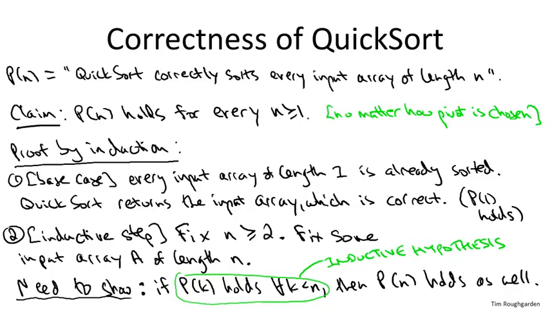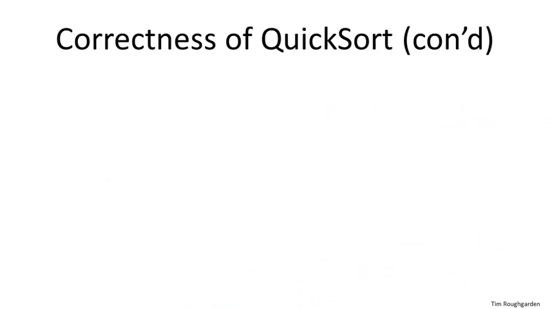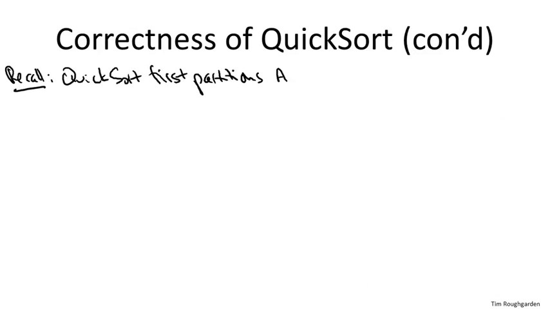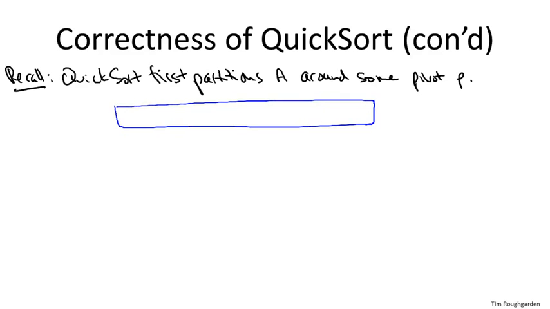So this is the point in the proof where we actually delve into how Quicksort is implemented to argue correctness. So recall what the first step of Quicksort is. It picks some pivot arbitrarily. We don't know how. We don't care how. And then it partitions the array around this pivot element P. Now, as we argued in the video where we discussed the partition subroutine, at the conclusion of that subroutine, the array has been rearranged into the following format.